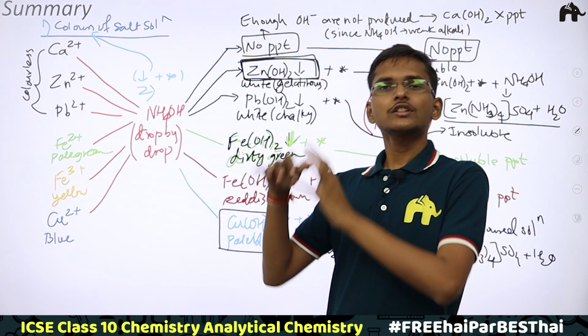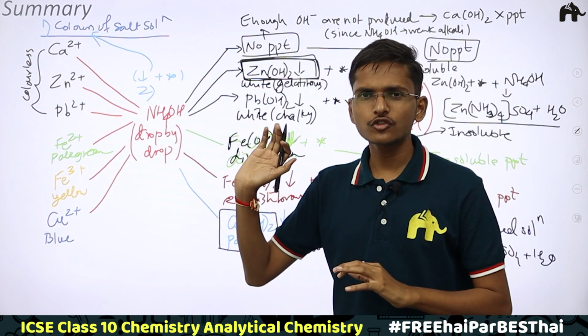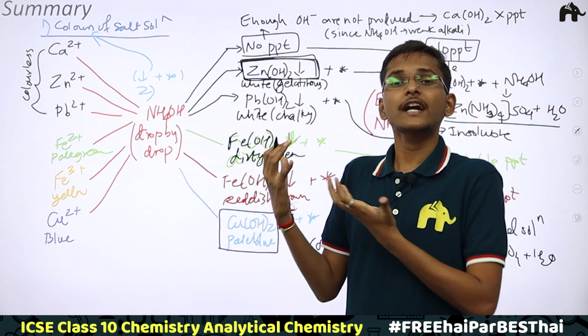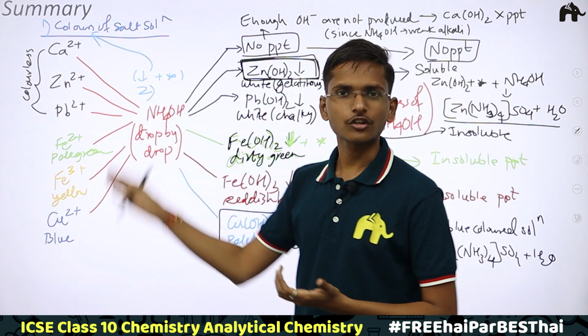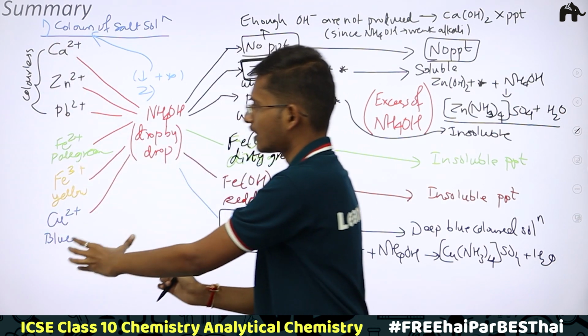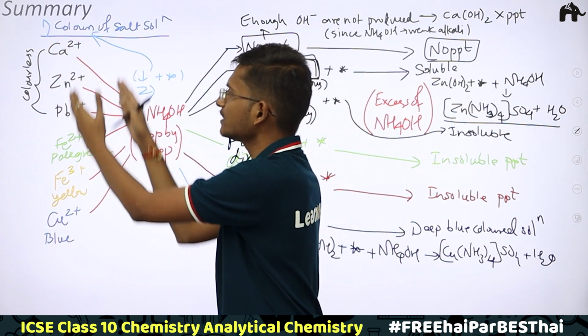The same way we saw the summary for the action of NaOH on metallic salt solution. Now it's time to see the summary for action of NH4OH on metallic salt solution. So I won't repeat this part, because it remains same.